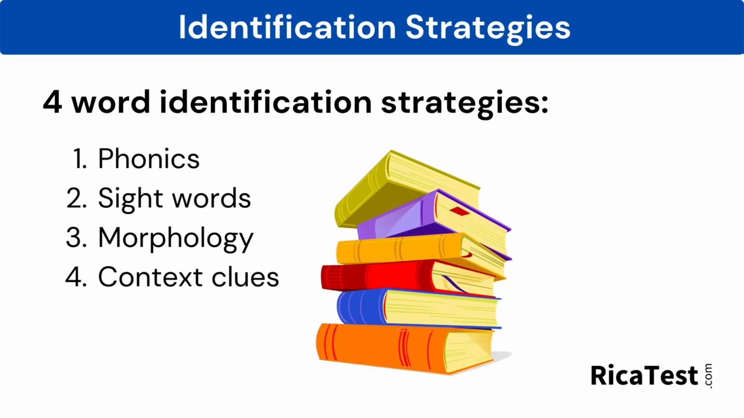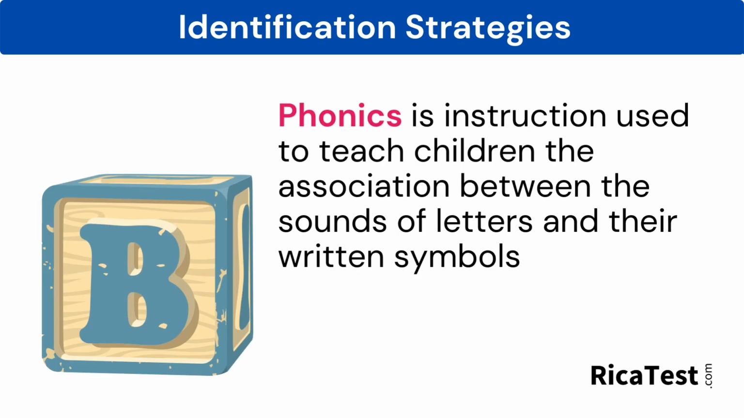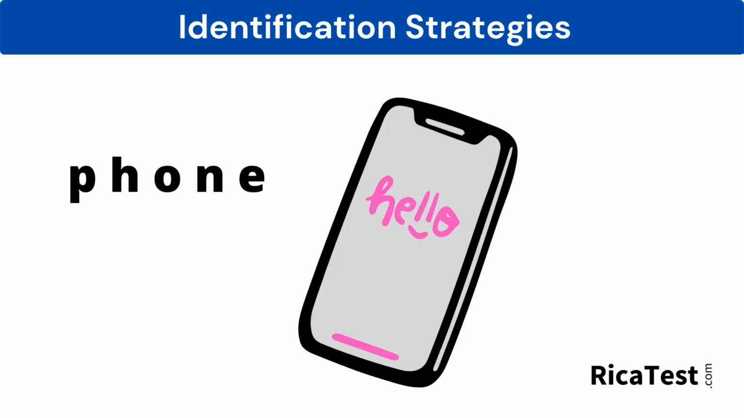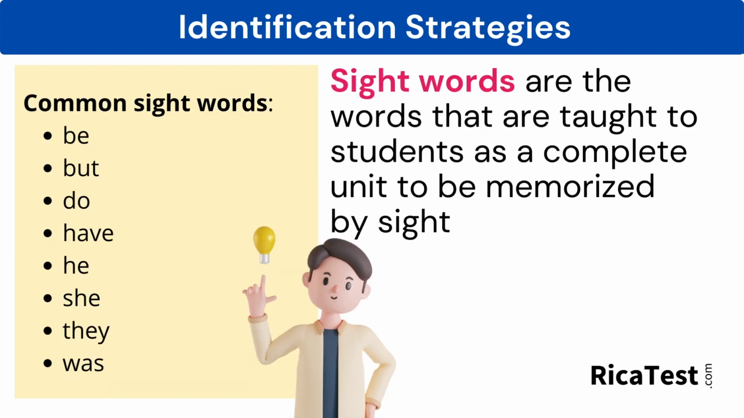Children can build up to reaching automaticity using 4 word identification strategies. These include phonics, sight words, morphology, and context clues. Let's go over the first now. Phonics is the instruction used to teach children the association between the sounds of letters and their written symbols. For example, this is knowing that the PH in phone makes the F sound.